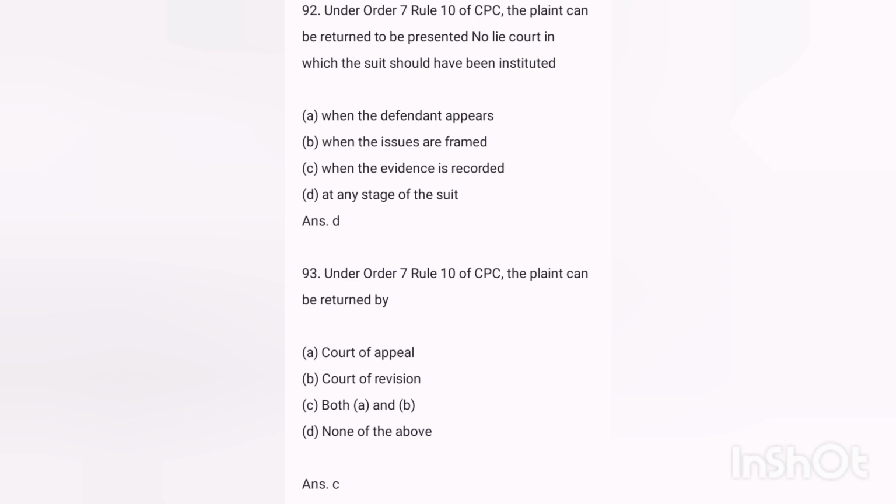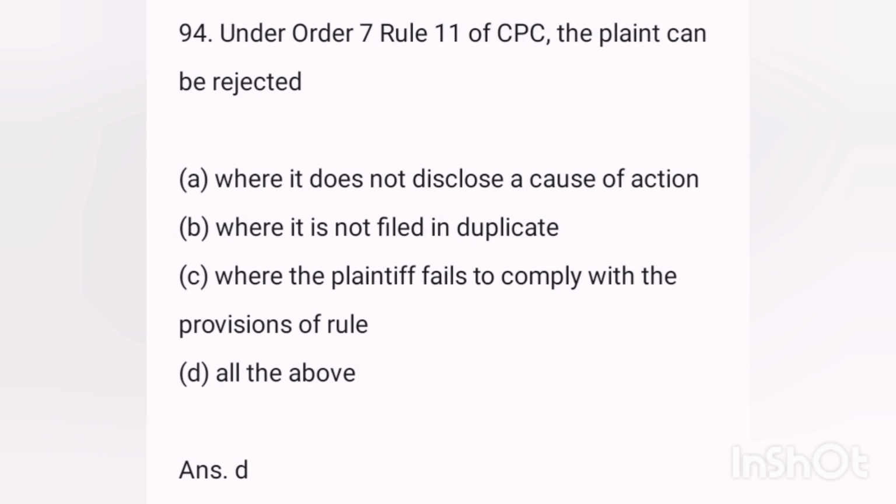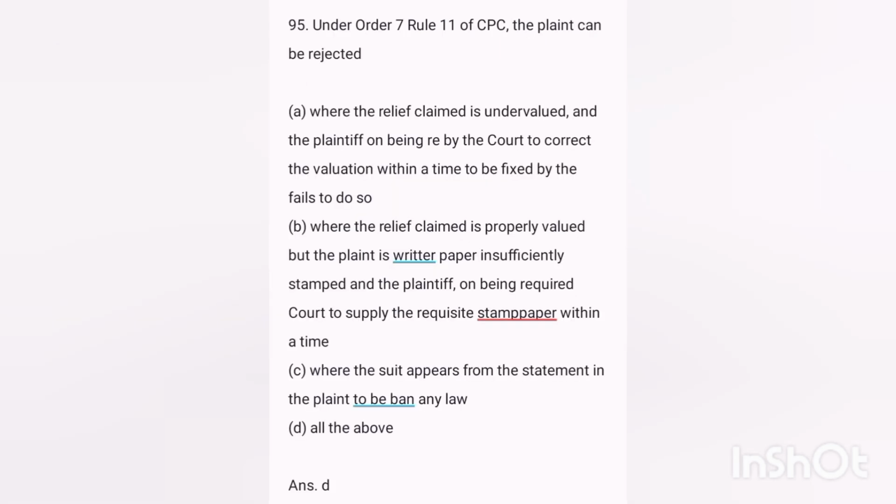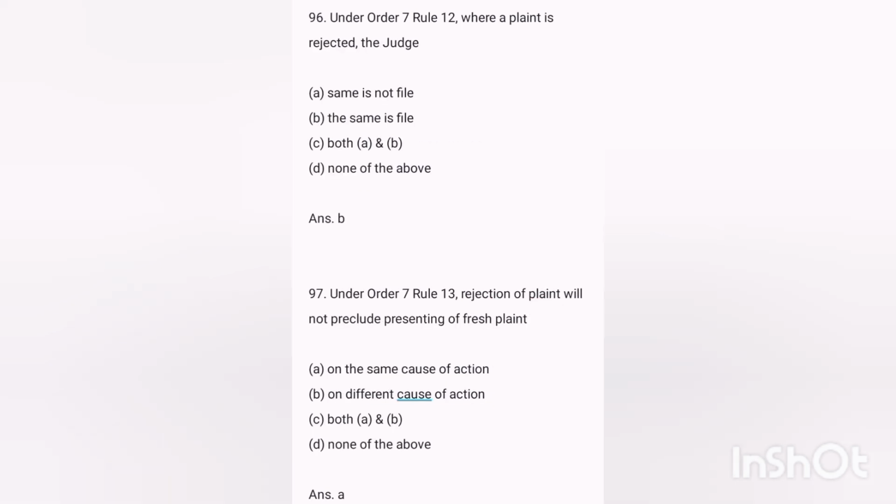Next, under Order 7, Rule 10 of the CPC, the plaint can be returned by. Answer was C, both A and B. Next, under Order 7, Rule 11 of the CPC, the plaint can be rejected. Answer was D, all of the above. Next, under Order 7, Rule 11 of the CPC, the plaint can be rejected. Answer was D, all of these above. Next, under Order 7, Rule 12, where a plaint is rejected, the judge. Answer was B, the same is filed.